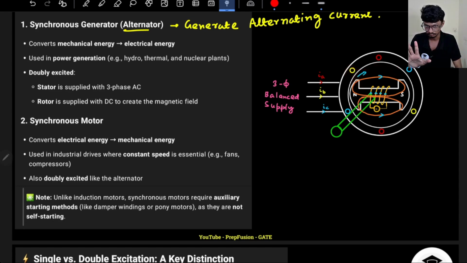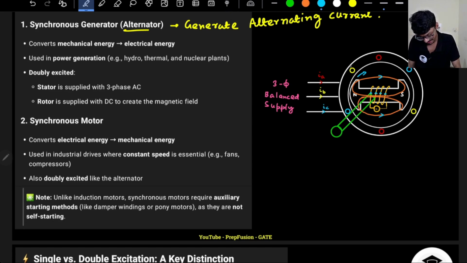That we already know. Now let's say this is just a north pole here by itself. But as we know, north will get attracted by south, sorry, I'm really sorry. So here, let's assume this is the south pole of this winding and this is the north pole.